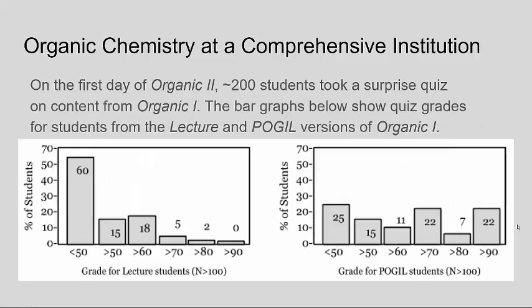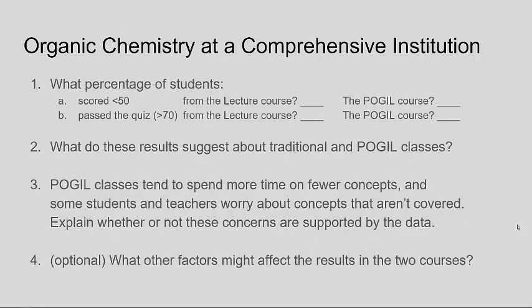For example, here is a model that briefly describes a research study with plots showing grades for students in lecture courses and POGIL courses. Here are some questions about the model, which guide students to understand the plots, develop their own understanding of important ideas, and then consider some implications.